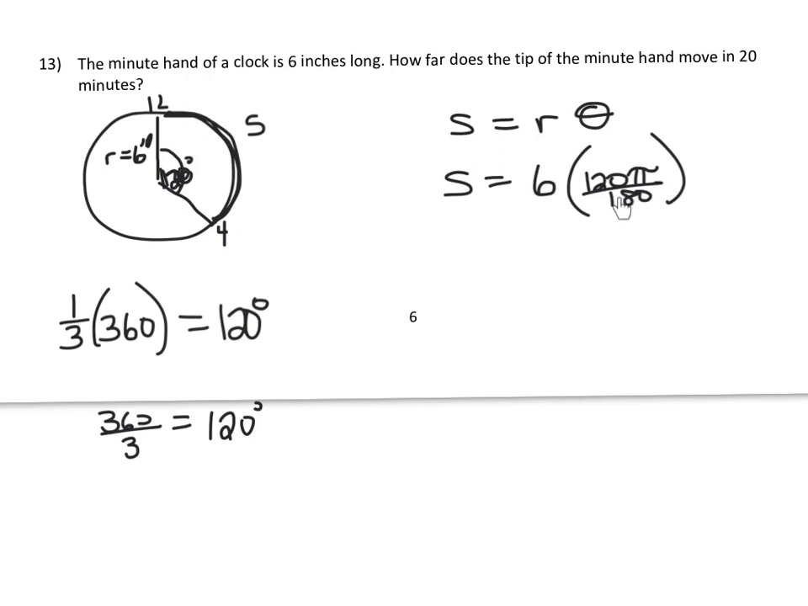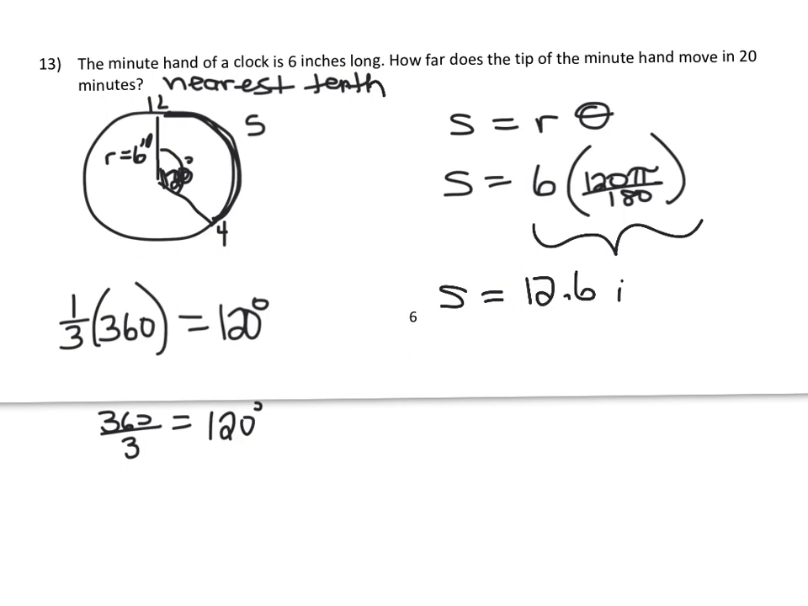But this one doesn't say what to round to on my paper. You know what? I wanted you guys to actually round. I should have written this on here. I wanted you guys to round to the nearest 10th. So I'm going to write that here: round to the nearest 10th. Okay, so all you're going to do is really just plug this into your calculator. And to the nearest 10th, we get the arc length to be 12.6 inches.